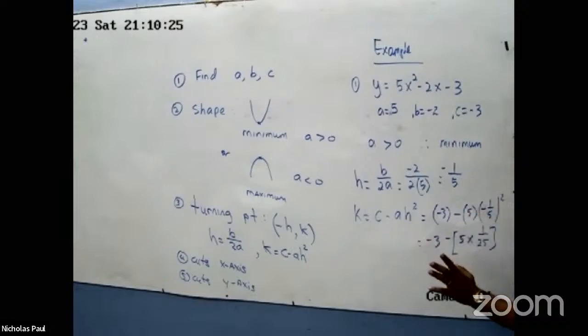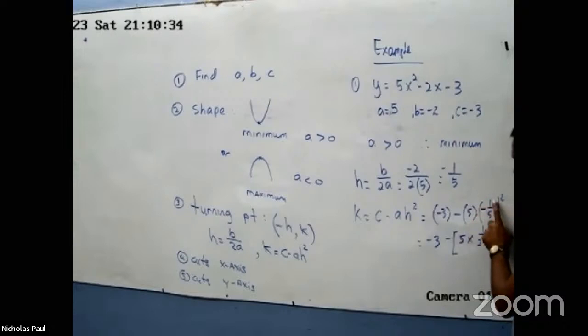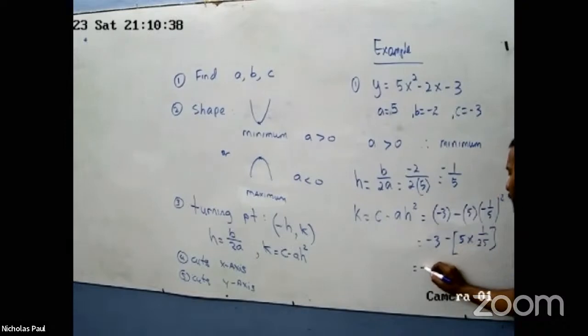So what's the first thing I did? The first thing I did was find H. Square H. That's okay? So I squared H first. So when I square this, I got this. And I'm going to multiply this by this. So that'll be minus 3 minus 5 by 1 on 25 is 1/5.